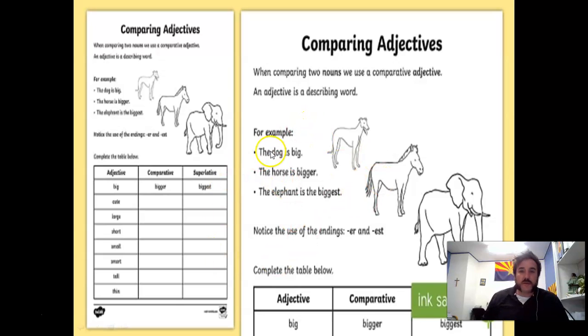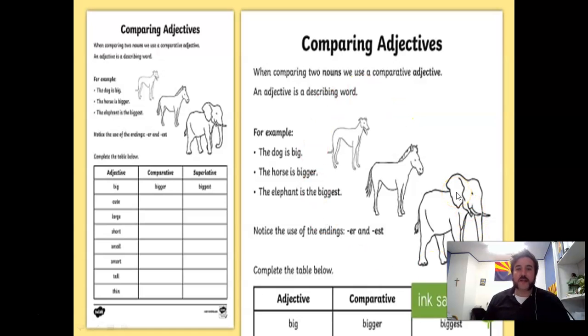For instance, you would say, the dog is big. Again, what kind of dog? The big dog. Now notice the horse is bigger. And what are you comparing? You're only comparing the dog with the horse. So the horse is bigger. And then we have the elephant is the biggest. But notice what's all being compared. You're comparing all three animals and the elephant is the biggest.